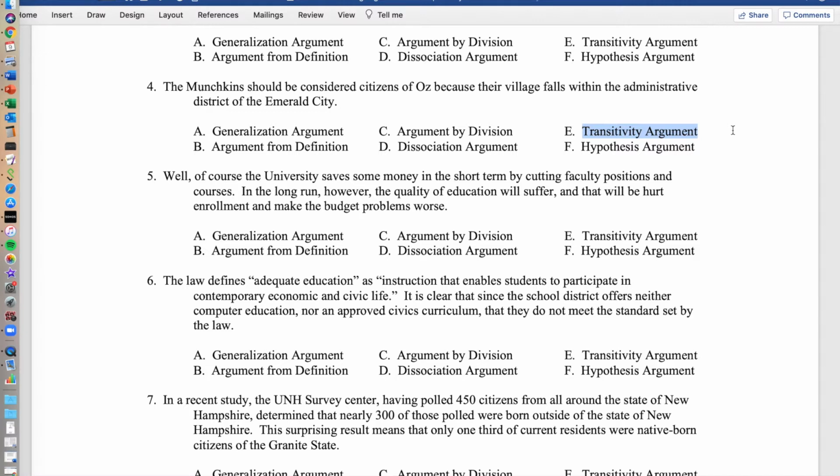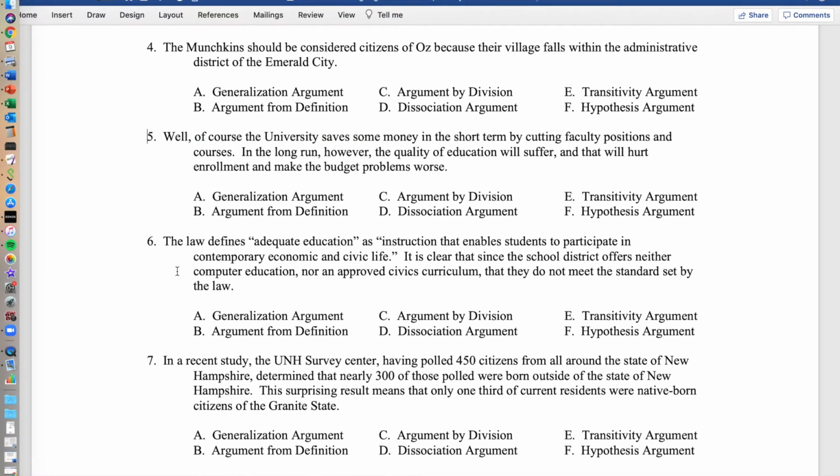We're thinking about people who are citizens of Oz, people who are in Munchkin Village, and people who are in the administrative district of Emerald City, and thinking about those categories. And I think maybe the better answer here is argument from definition, because we seem to be invoking or referencing a particular administrative or statute or legal definition of what counts as a citizen of Oz.